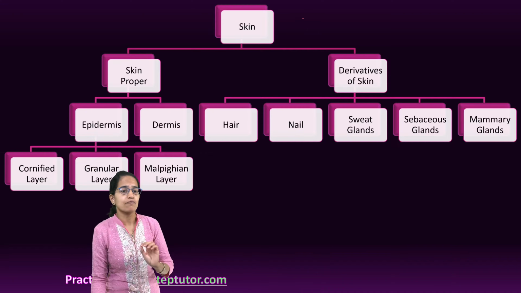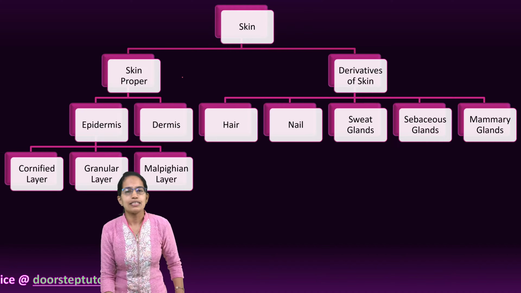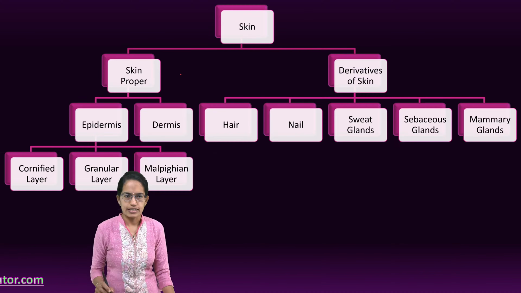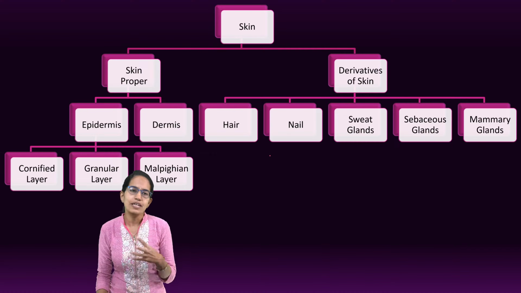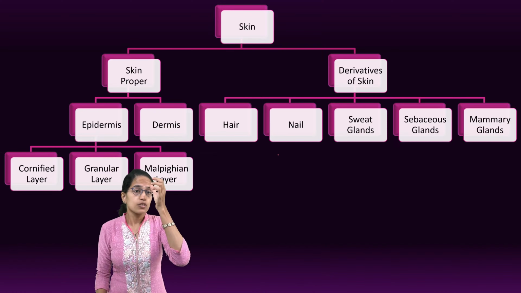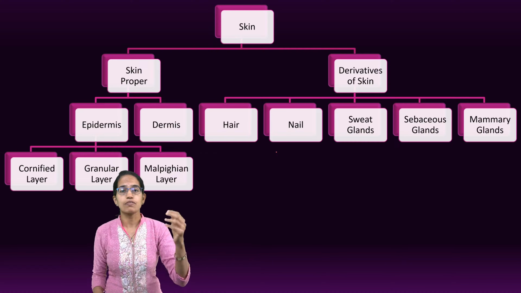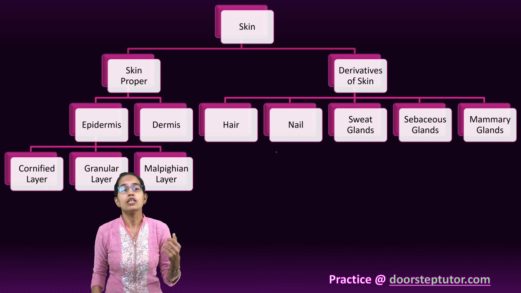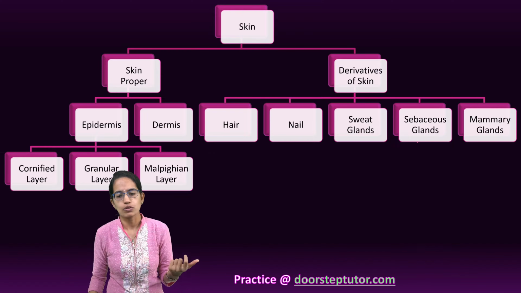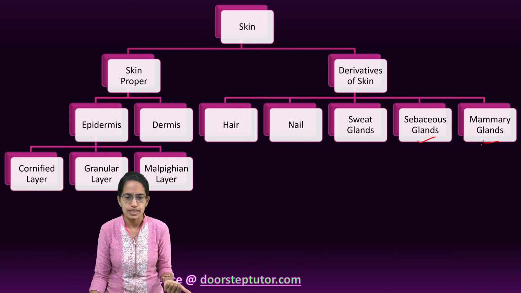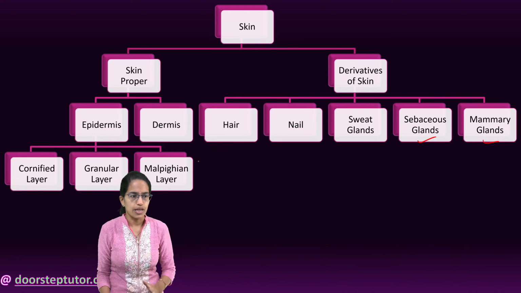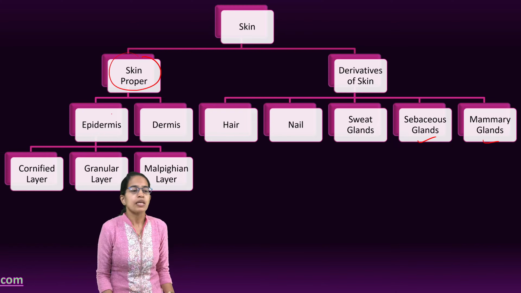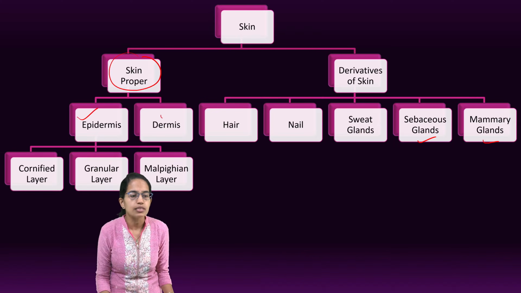Now, understanding the classification of skin. Skin is classified in two important categories: proper skin and the derivatives of skin. The derivatives of skin are very simple. A simple derivative is nails; another good example is sweat glands, oil glands, which are also known as sebaceous glands, and mammary glands are derivatives of skin. So these are the 5 derivatives of skin that we understand. Now, proper skin is classified into epidermis and dermis.